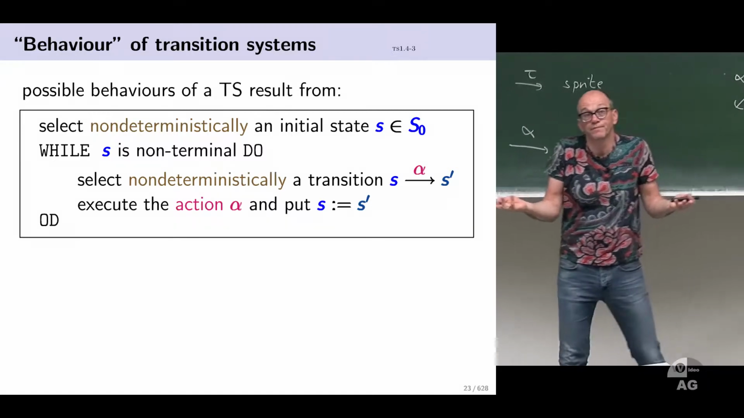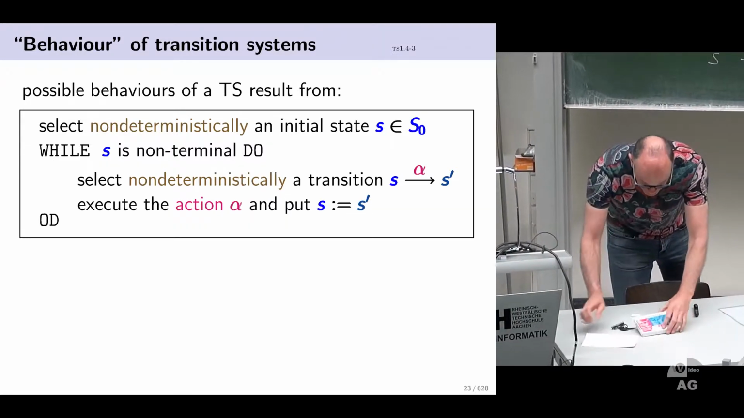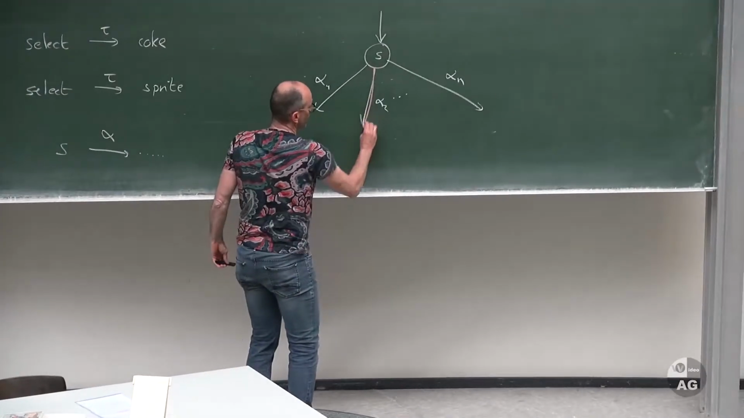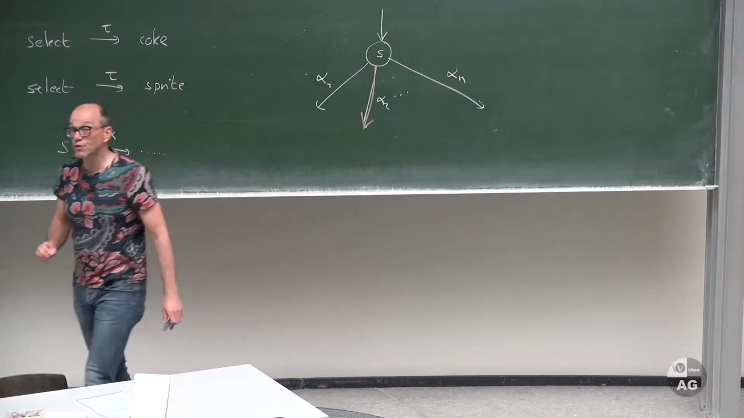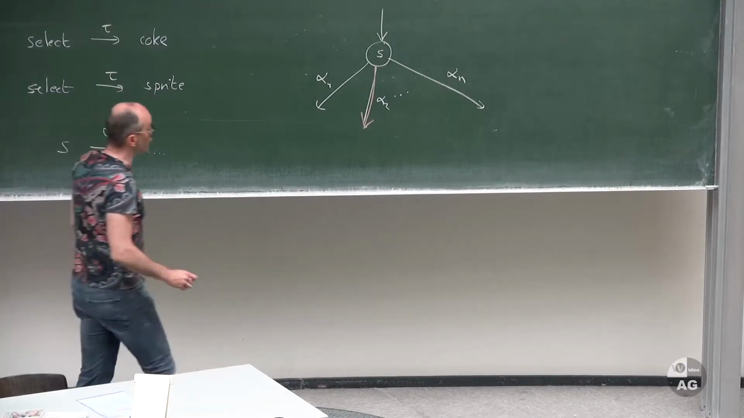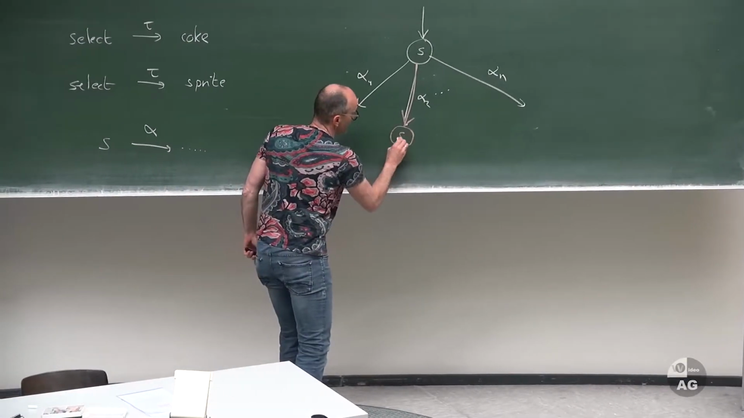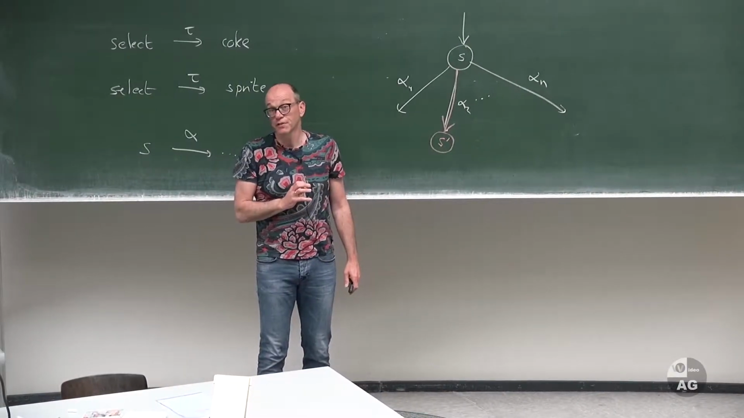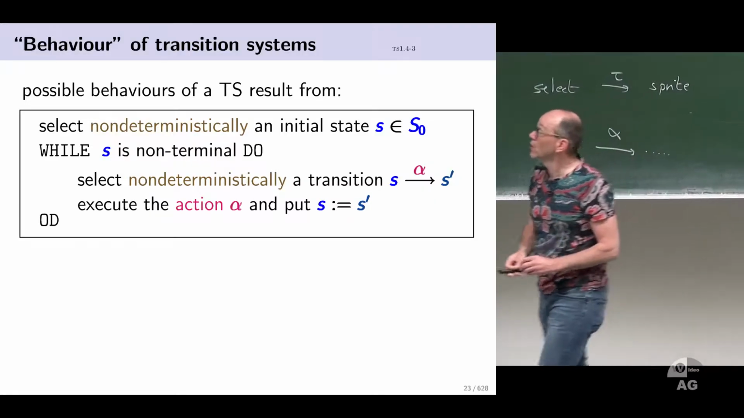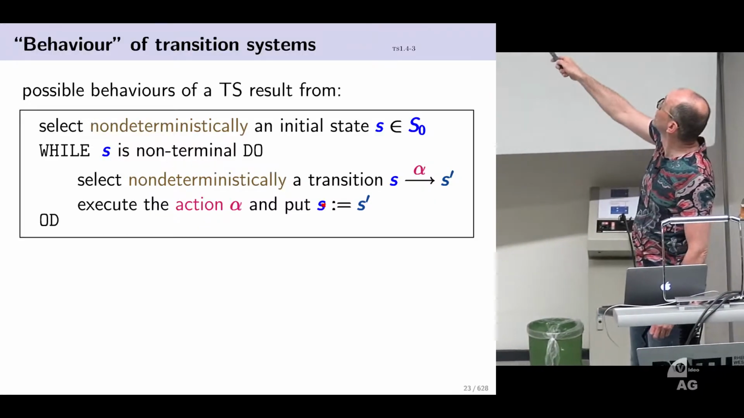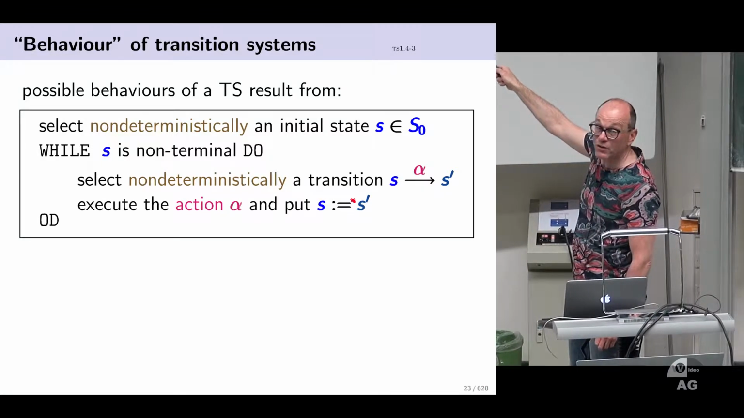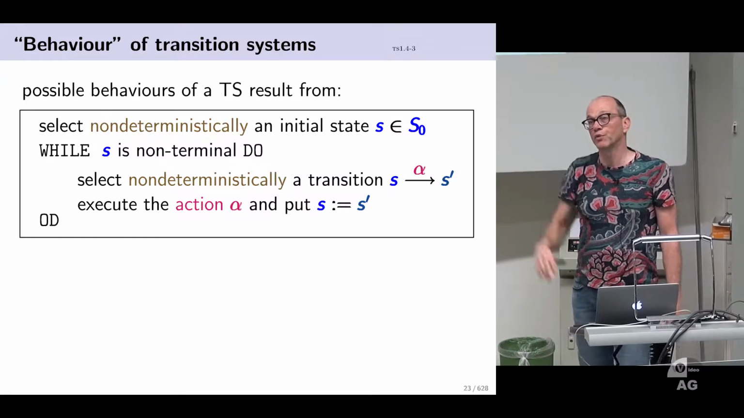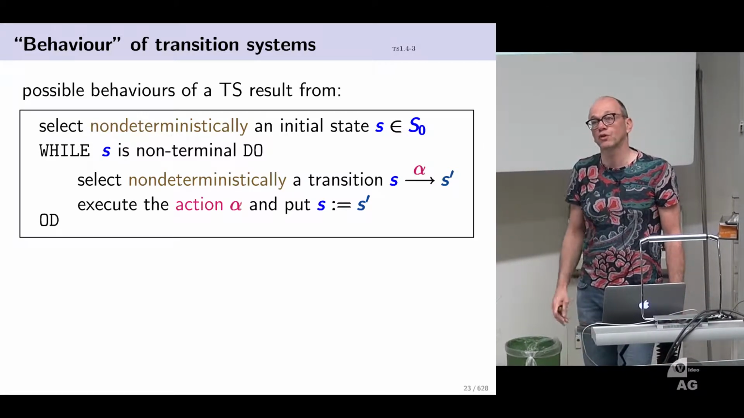So we're going to pick one. Let's suppose we take this one. That's the one we pick. That means we go to some state, so this is some state S prime. That's the transition we have selected. Then we execute the action. The current state is going to be S prime, the target of the transition. And then we repeat the loop, and we do this until we reach a state that has no outgoing transitions.